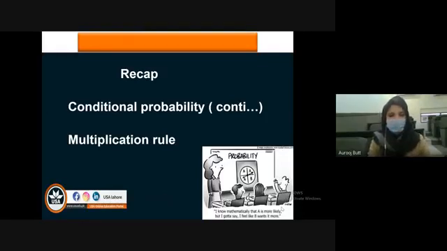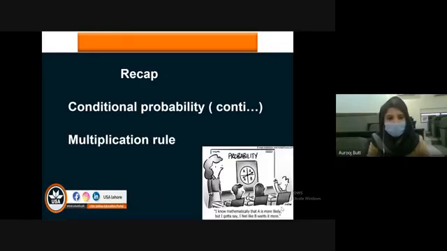Simply, if you have the case when you have some sort of additional information, and just because of that additional information, your sample space reduces. And if your sample space reduces, the reduced sample space related probability is defined as conditional probability. And then comes the multiplication rule.